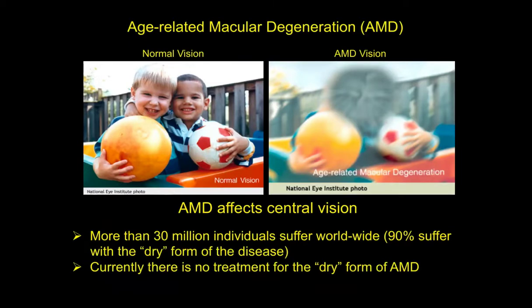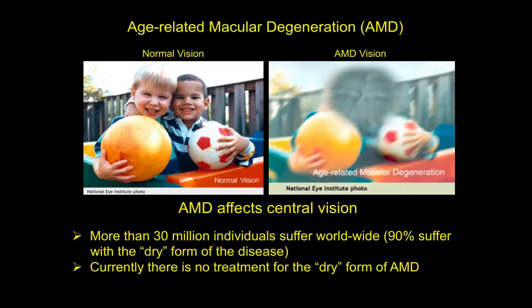Here you see on one panel how all normal people with normal vision see, and on the other panel you see patients with AMD vision. They are blind in the central part of their vision. That means anywhere they look in the center part of their eye, they won't be able to see. The disease affects more than 30 million people worldwide, and currently, at least for the dry form of this disease, there's no cure.